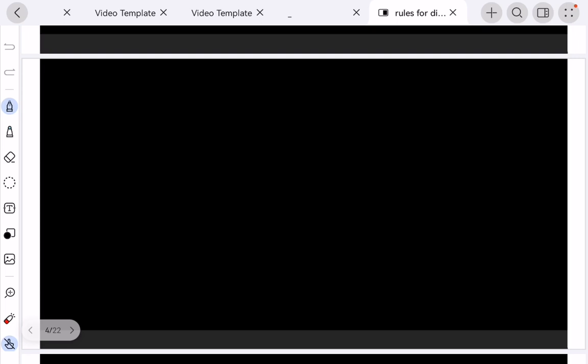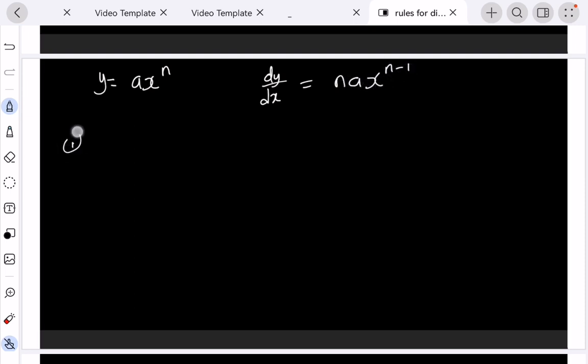Okay, let's start with the rule. So let's say number 1, basic rule, we have x cubed. What should be the derivative of that? We know before x I have 1, right? So we'll say 1 times 3, then we say 3 minus 1.